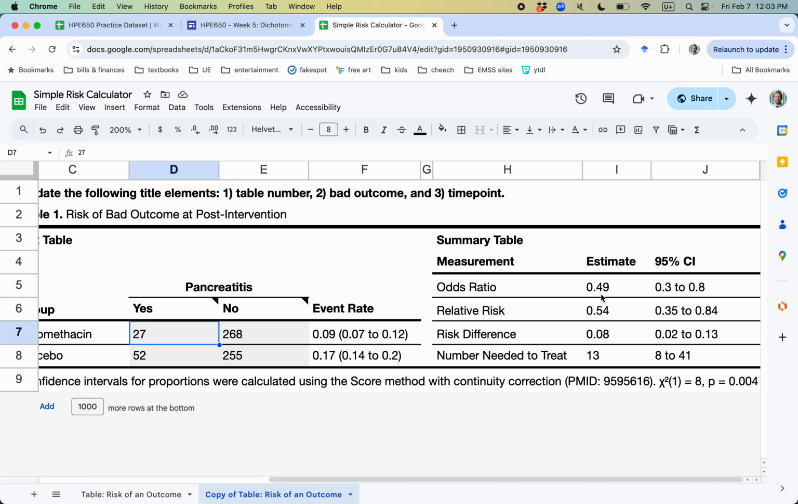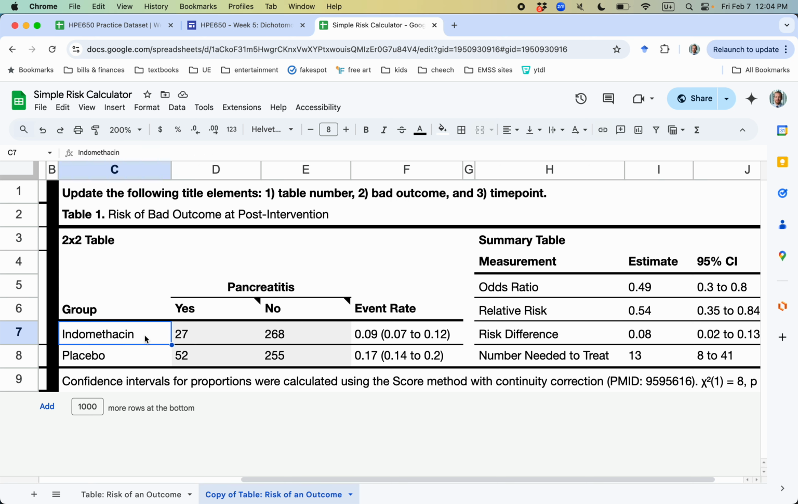Okay, and then we get our odds ratio. Hey, look, this matches the SPSS output. I've already rounded it, so that's why it looks slightly different, but there we go. It's about 0.49. It's from about 0.3 to about 0.8. 1 is not in the confidence interval. We have a statistically significant difference in the proportion of pancreatitis in these two groups. The relative risk of pancreatitis, you can see here, is about 0.54. That means my indomethacin group has about half the risk of pancreatitis compared to the placebo group.